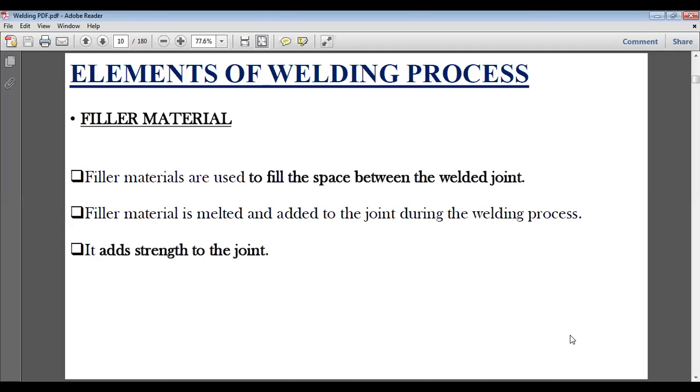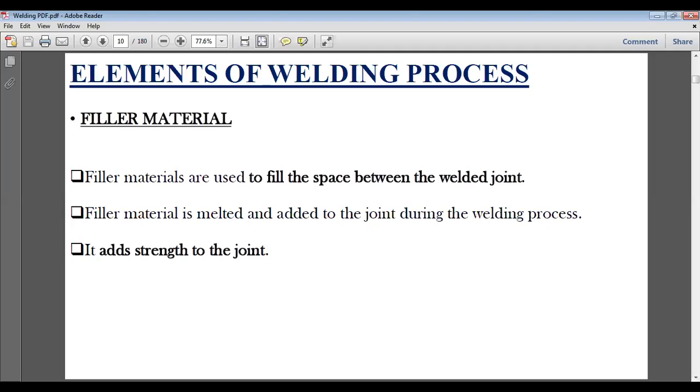Filler metals are used to fill the space between the welded joints. Filler metal is melted and added to the joint during the welding process. Of course, the joining is at the fusion level and at the elemental level. So the filler metal, the additional metal that is to be filled, is also fused, so that this fused metal keeps the other two metals together. At the same time, filler metal also adds strength to the joint. So this is the role of filler metal.